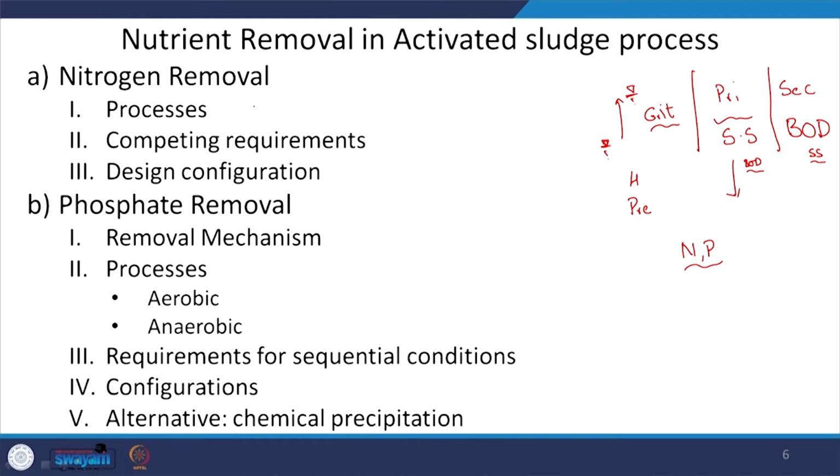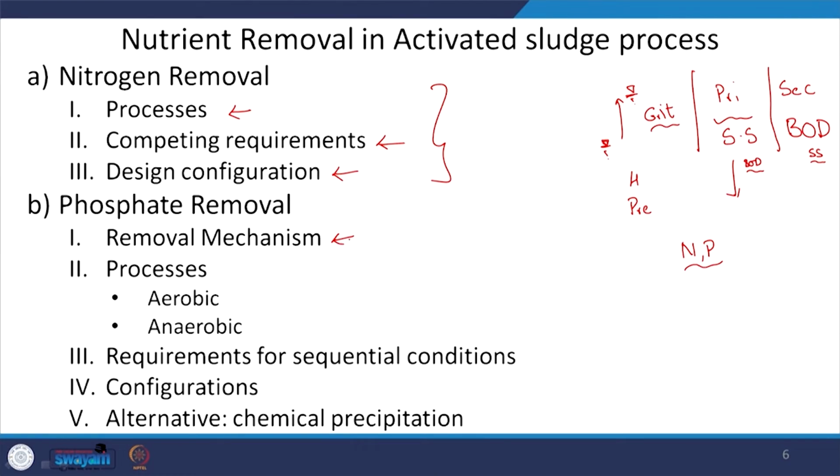So, for nitrogen removal, we will look at the processes and what the requirements are, and then from the requirements we can look at the design configuration, right. Again, this is relatively straightforward, as in the removal of organic matter or BOD. What is the principle? The microbes need energy, and also they want to synthesize new cells. So, they are going to degrade the organic matter by using an electron acceptor. What is the electron acceptor? That is the oxygen you are pumping in. So, the principle is more or less the same in nitrogen removal. So, that is easy. In phosphate removal, it is a bit more tricky.